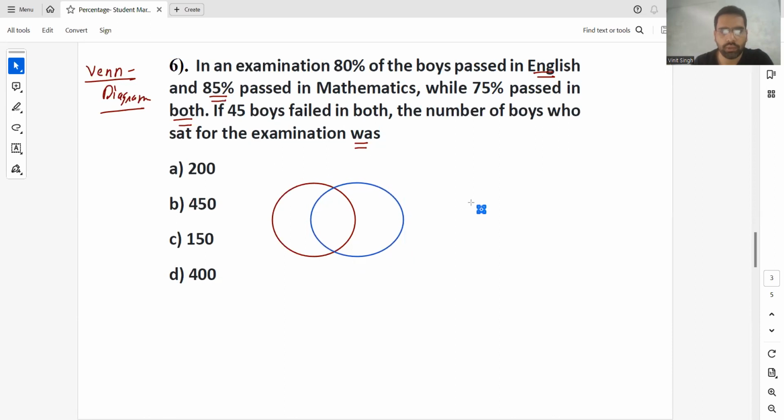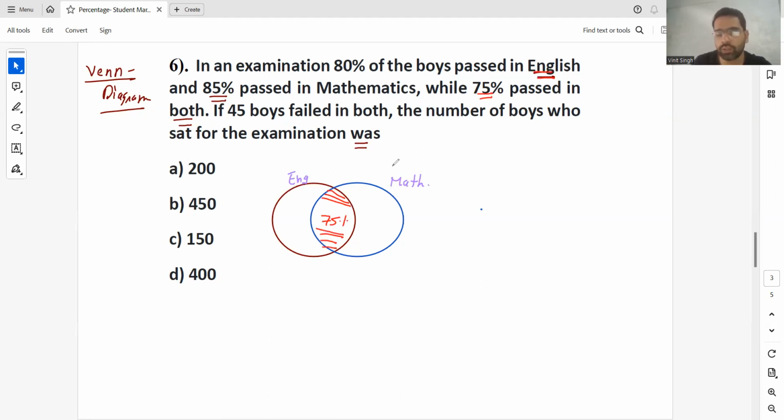Now, this is the Venn diagram of mathematics. This is for English. This is mathematics. Here, the whole area of English is those students who passed in English. Now, in the mathematics Venn diagram, those students passed in mathematics. While 75% passed in both means this overlap area, 75% passed in both.